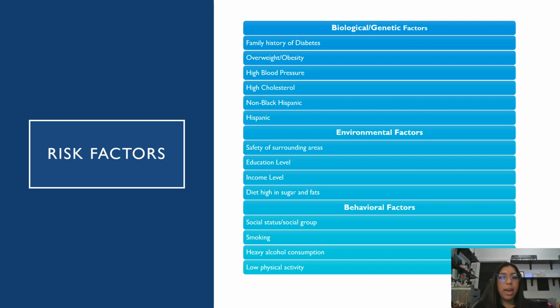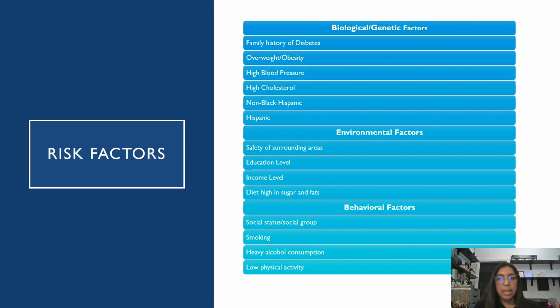So some risk factors of diabetes. There are various types. Biological ones include family history of diabetes, being overweight or obese, having other types of comorbidities like high cholesterol and high blood pressure, and also your race and ethnicity. Non-Black Hispanic people and Hispanic people tend to be more prone to diabetes, both type 1 and type 2.